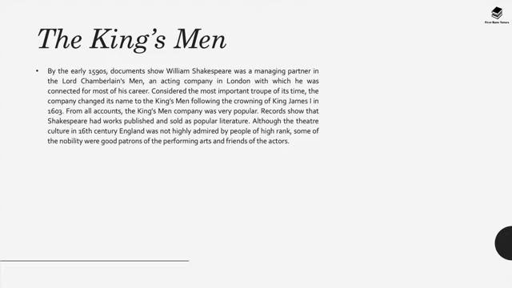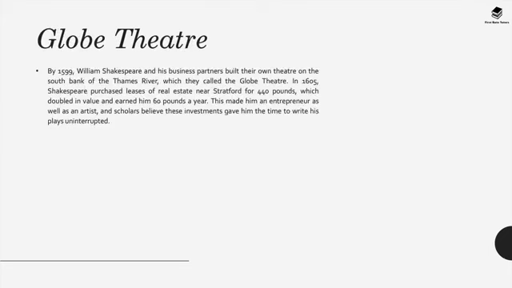Records show that Shakespeare had works published and sold as popular literature. Although the theater culture in 16th century England was not highly admired by people of high rank, some of the nobility were good patrons of the performing arts and friends of the actors. By 1599, William Shakespeare and his business partners built their own theatre on the south bank of the Thames River, which they called the Globe Theatre.